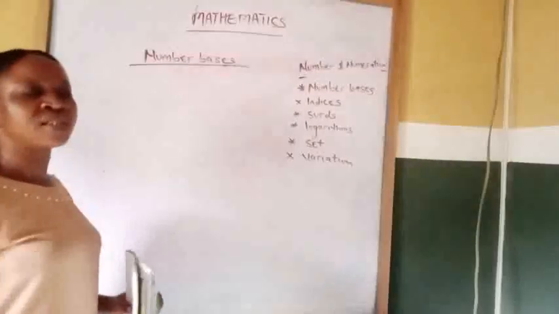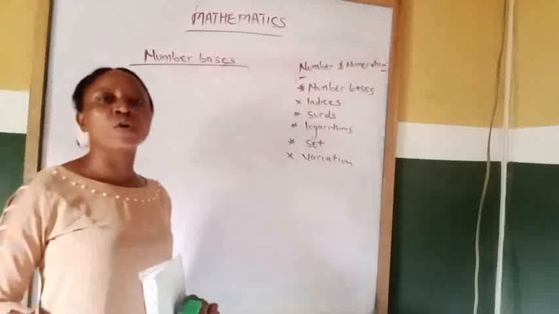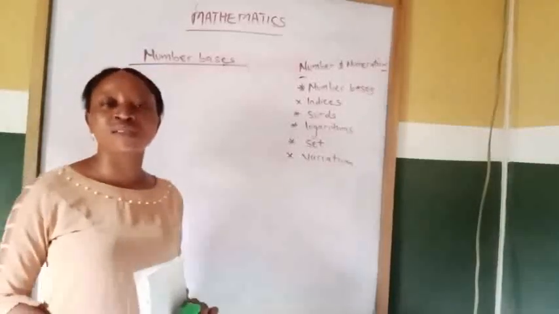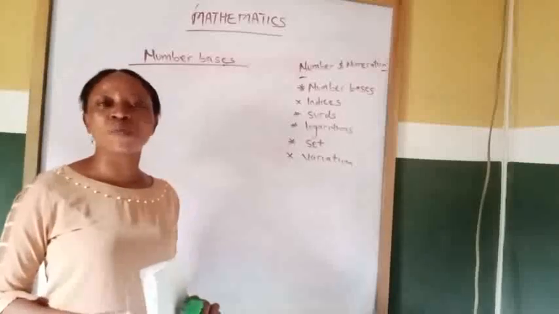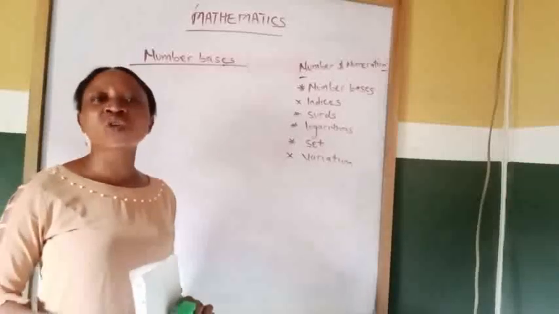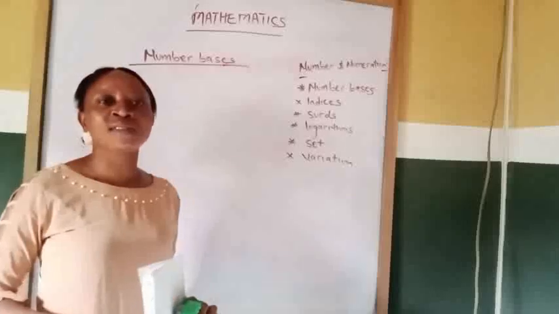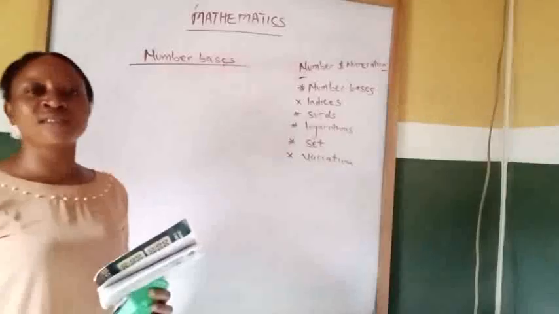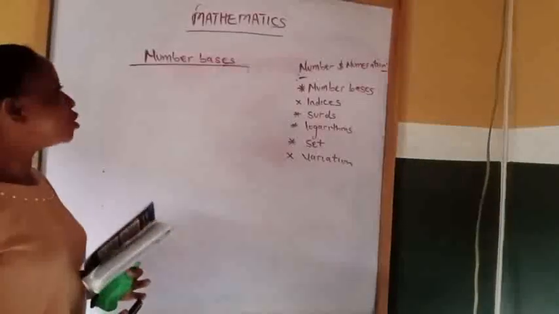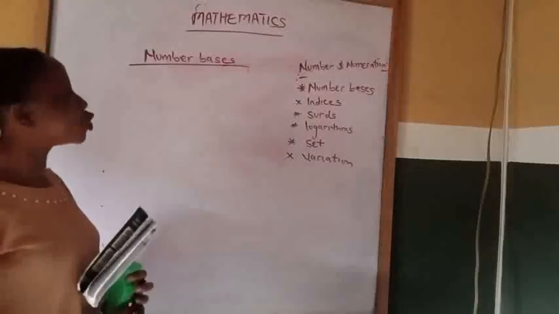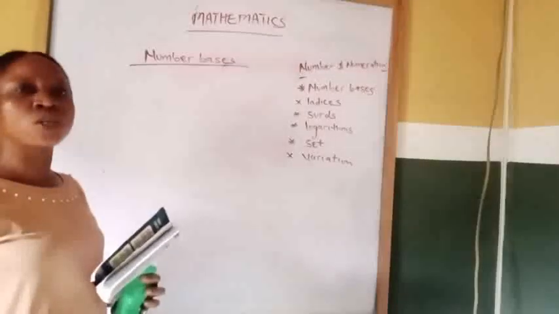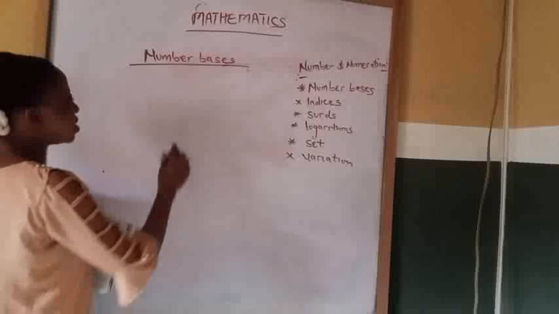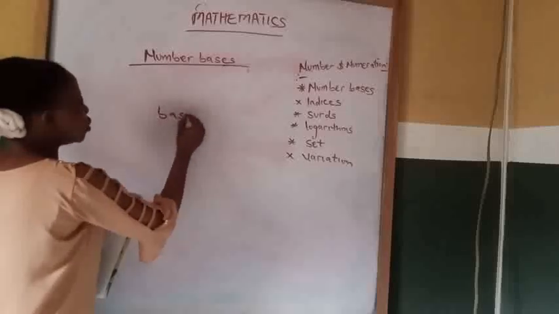Then what is number basis? Number basis is the number of digits or combination of number that a system of counting uses in order to represent numbers. Or we can also define it as the counting system that uses notation. So this number basis helps us in writing what? Large numbers. For example, we have different bases.